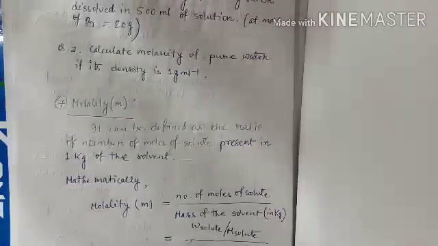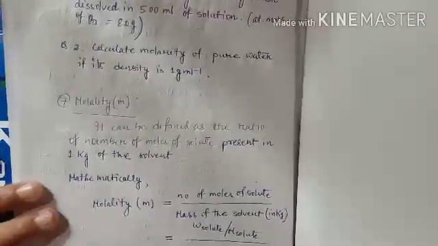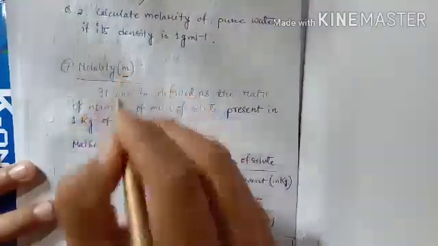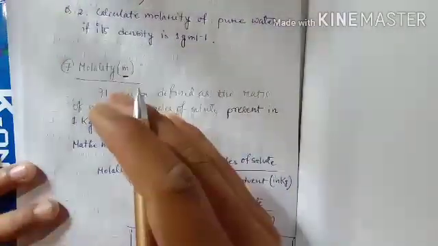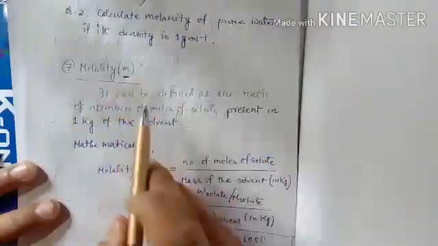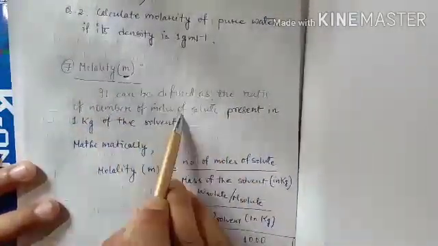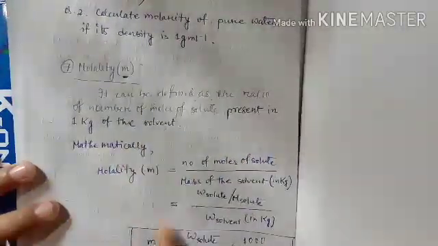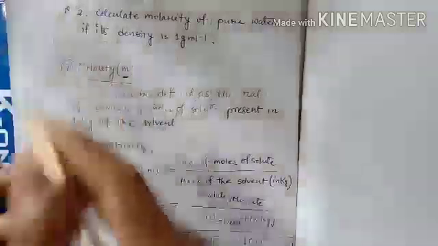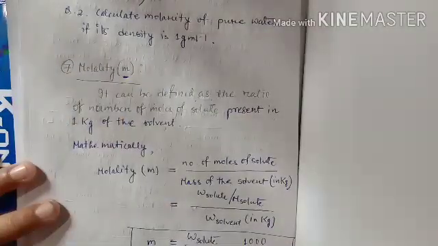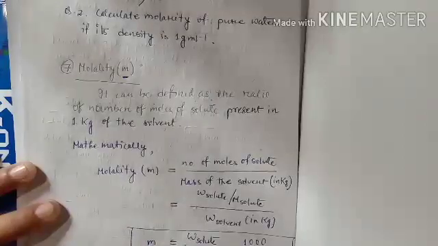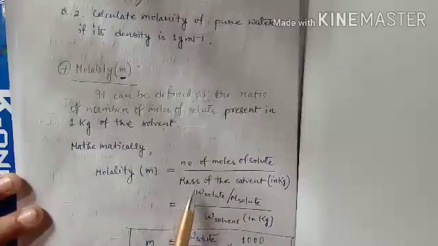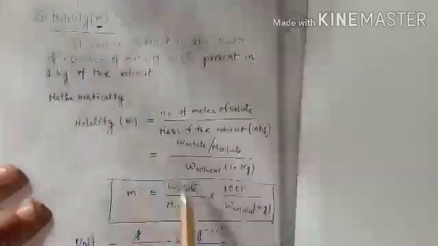Next is our last term, that is the concentration term molality. It is expressed by small m. It has the same kind of definition, but with a slight difference. It is defined as the ratio of the number of moles of solute present in 1 kg of the solvent. Earlier we based it on the solution, but molality is defined in respect of the solvent. Mathematically, molality m is the number of moles of solute divided by the mass of the solvent in kg.